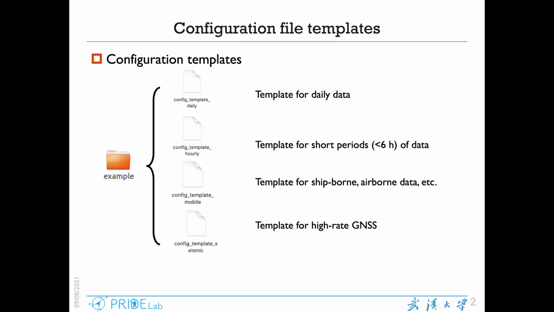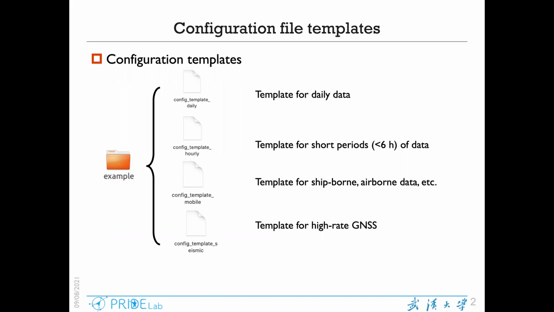For example, the configuration templates. So why do we prepare the configuration templates for you? This is because if you want to make the software accommodate all kinds of processing scenarios, you have to change the options within the configuration file. This is quite professional, and you need to master a lot of GNSS high-precision processing knowledge before you can do that. So we prepare these templates to facilitate your processing.